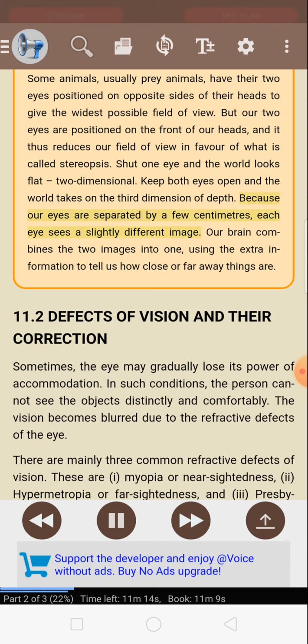Because our eyes are separated by a few centimeters, each eye sees a slightly different image. Our brain combines the two images into one, using the extra information to tell us how close or far away things are. 11.2 Defects of vision and the correction.